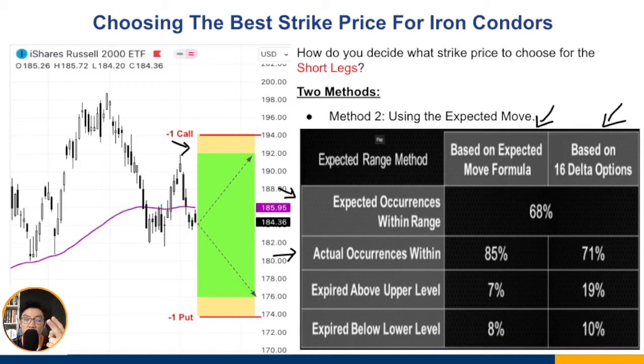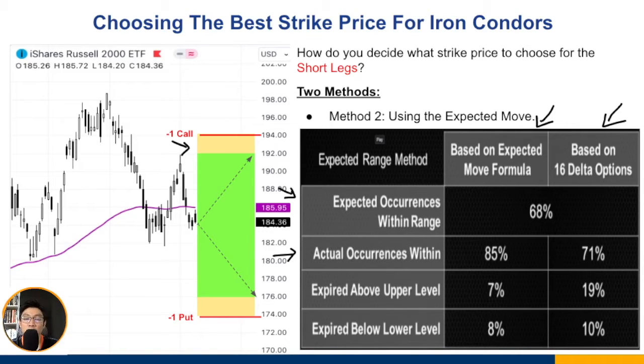I think there was a mix-up down here because the 16 delta options are wider than the actual expected move depicted by the formula. So I think the stats down here that you see on the 16 delta options belong to the expected move formula, and the stats for the expected move formula belong to the 16 delta options, which means to say if you choose the 16 delta options, the chances of the price staying within that zone is going to be far greater than if you choose the strike prices based on the expected move, right?